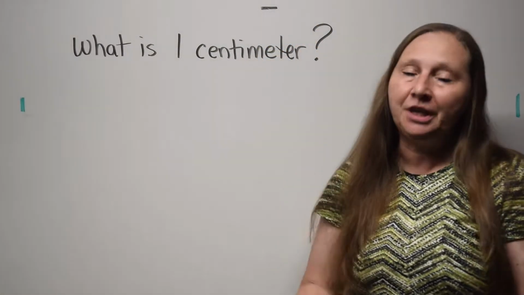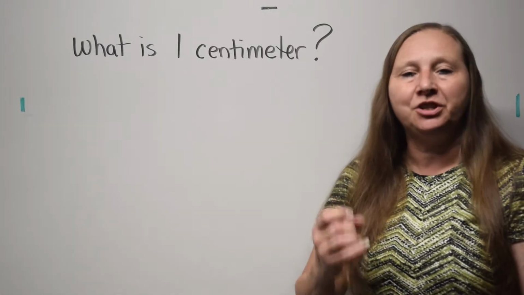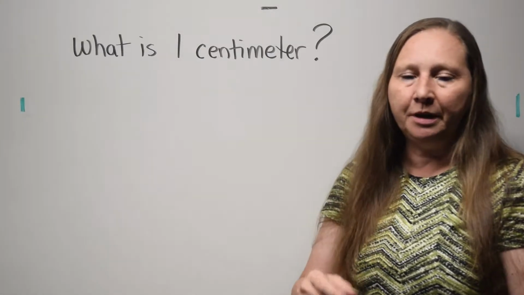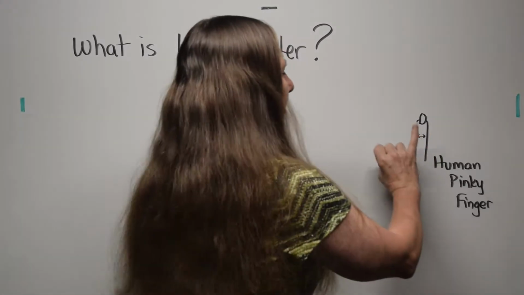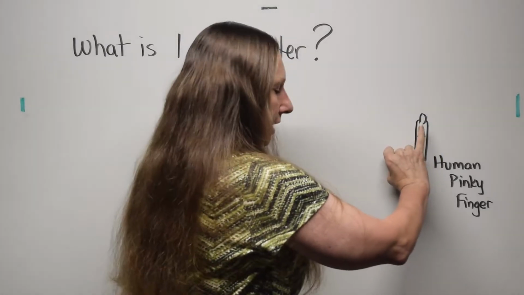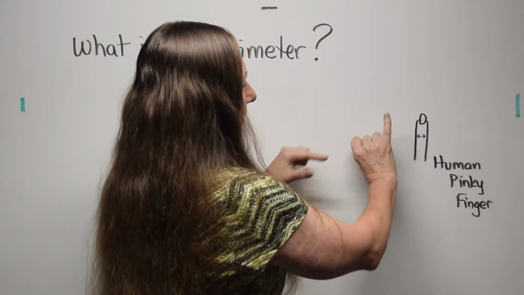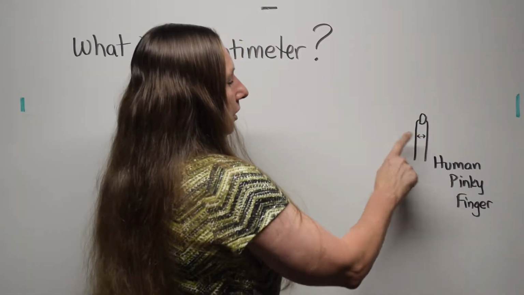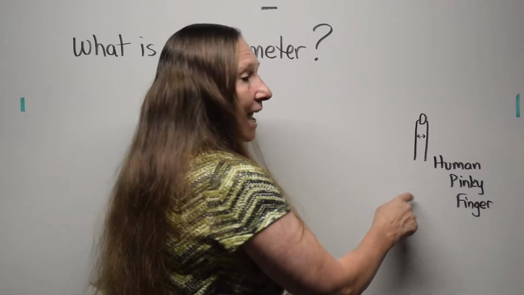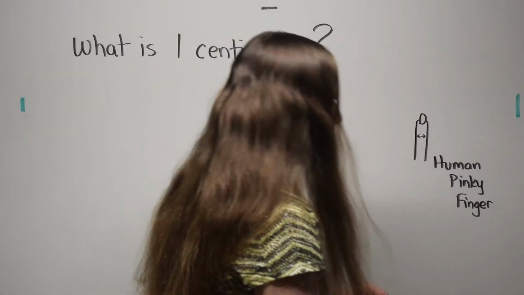So now what about a centimeter? What's a centimeter? A centimeter is a unit of length that is about the width of a human pinky. So going across your finger this way, right there, see the arrows? Going across your finger, that's approximately 1 centimeter.